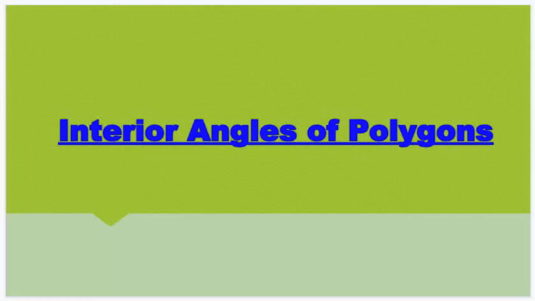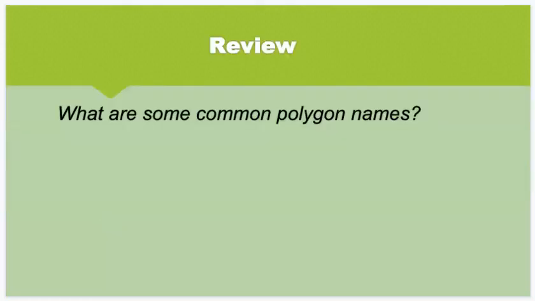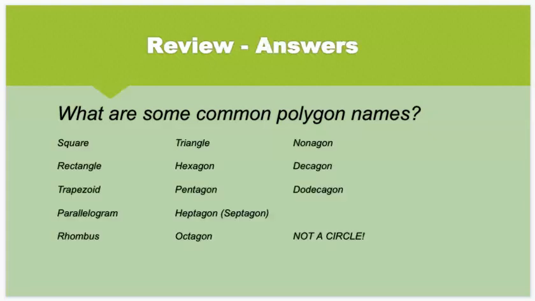Alright, let's talk about interior angles of polygons. Just as a reminder, what's a polygon? What are some common polygon names? Think about them. Well, here are some: square, rectangle, trapezoid, parallelogram, rhombus, triangle, hexagon, pentagon, heptagon or septagon, octagon, nonagon, decagon, and dodecagon.